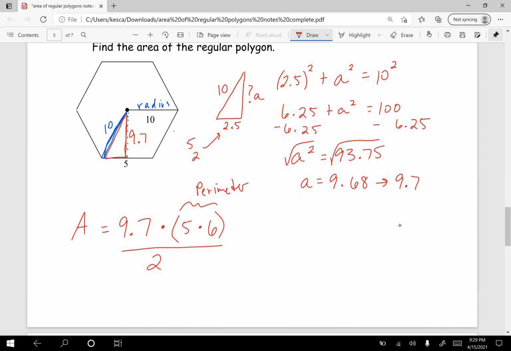So now let's do this, 9.7 times 5 times 6, divide by 2. And you're going to get that the area is 145.5.